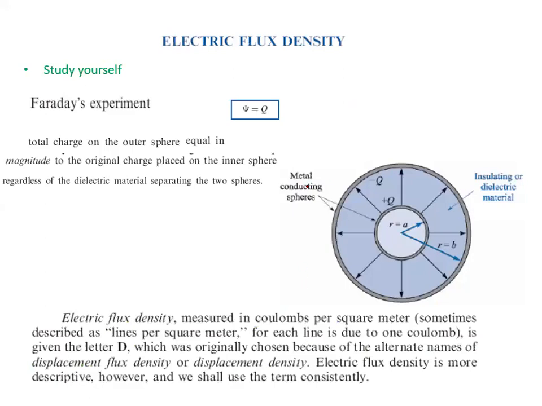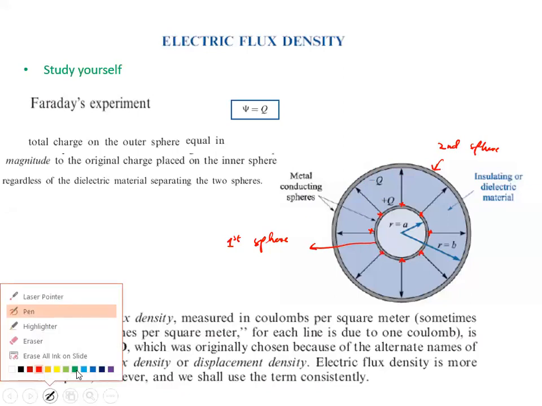What he did, he took a sphere. Faraday charged this sphere with positive charge. This was the first sphere. Then he brought another sphere, the second sphere, and placed it around the first sphere. And he observed again.